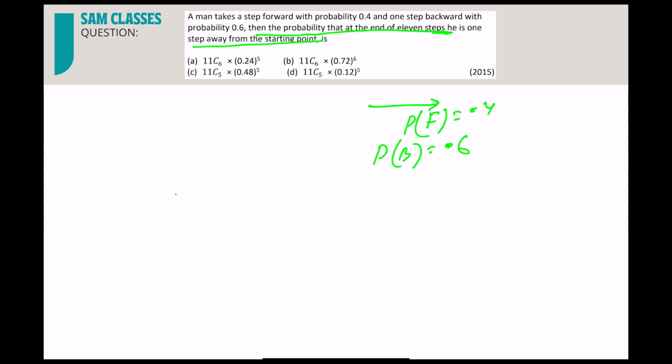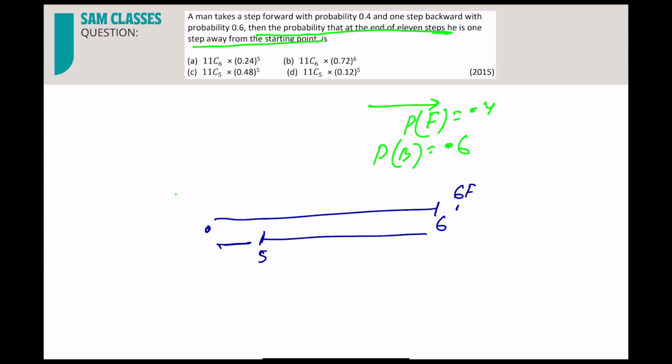Let's say he's starting from here. At the end of the 11th step he goes 6 forward and 5 backward, so he is just one step away, correct? Or he can do the opposite thing. He can go first backward 5 steps and then 6 forward, coming up here. So both ways you'll reach here. Either you go in the back direction and then come back, or you go in the front direction and then come back. Both are the same.